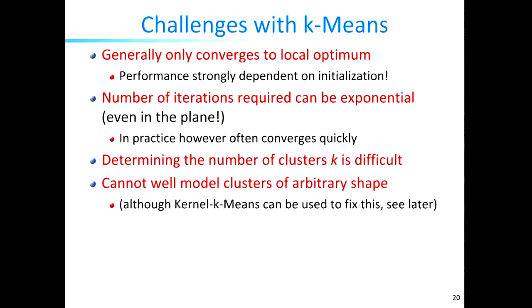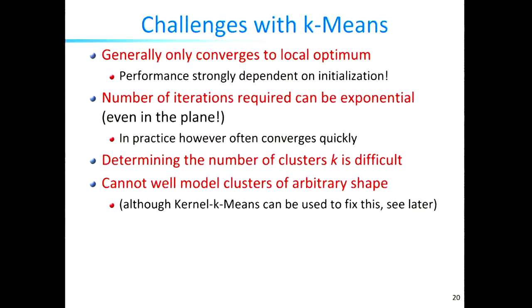Good. So let's talk about some of the issues. That's basically the k-means problem, and the standard algorithm for solving it, Lloyd's heuristic. Now, what are some of the issues? To summarize, the algorithm generally only converges to local optima, so the performance does depend on initialization. The number of iterations can be exponential, even in the plane, but that basically never happens in practice, so that's really more of a theoretical issue. Now, determining the number of clusters, we haven't said anything yet, and in general, that's a difficult problem. So we'll talk a bit more about that.